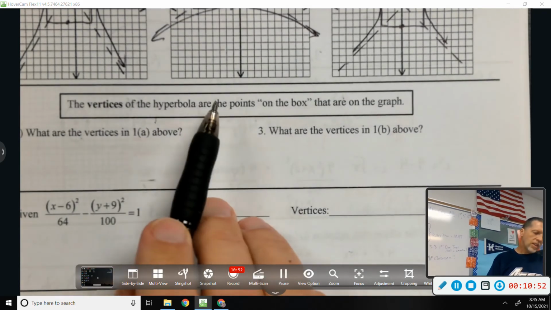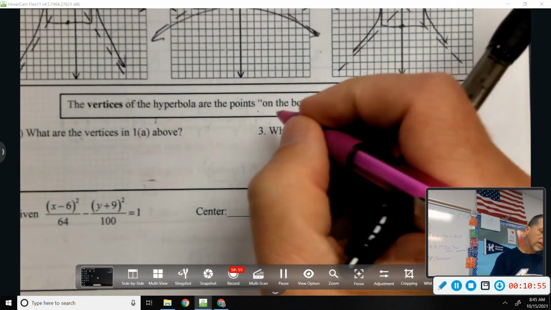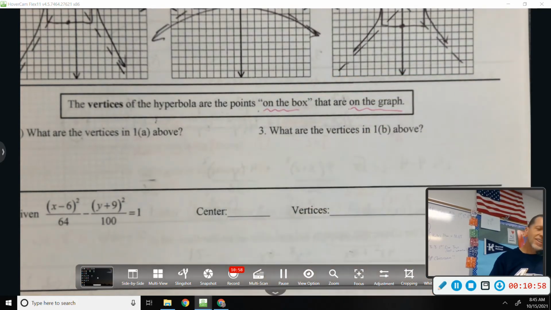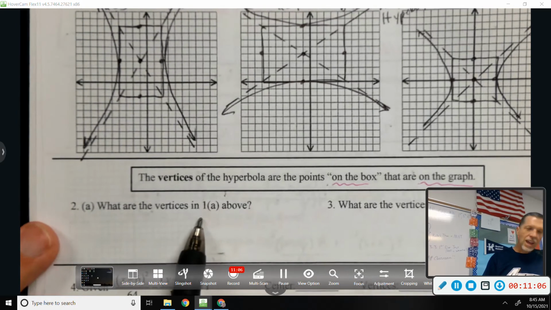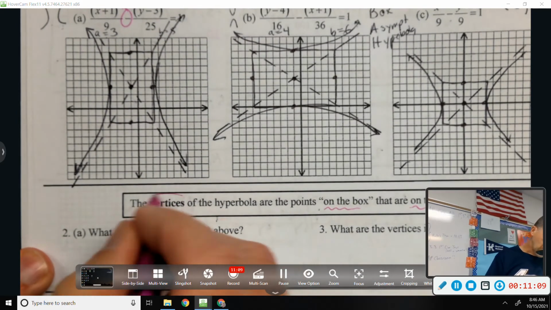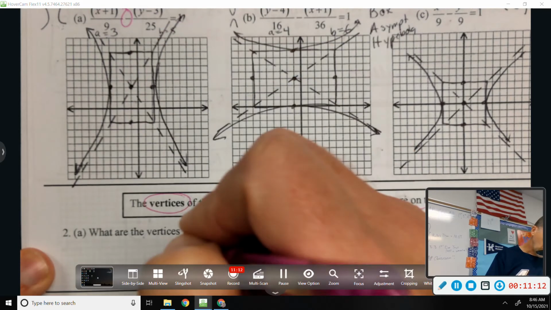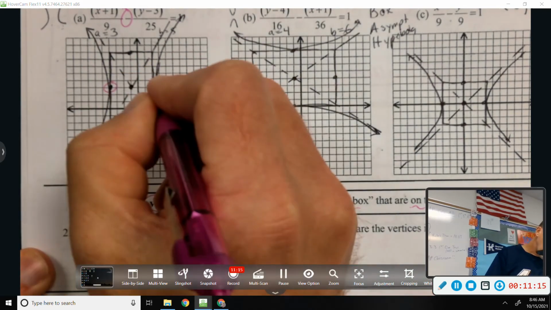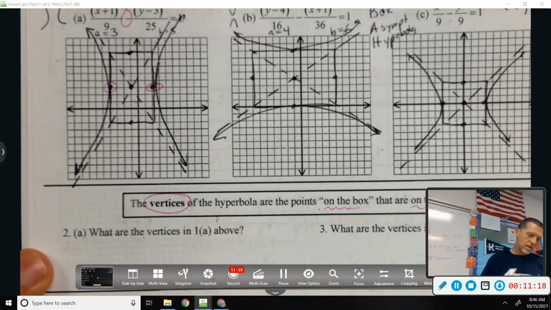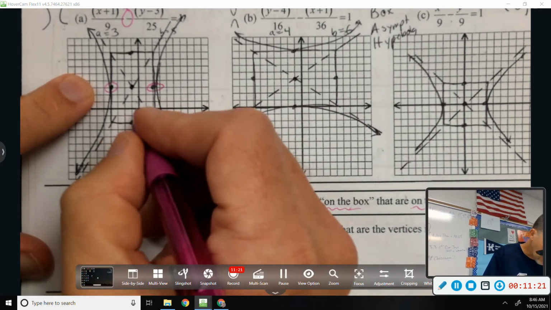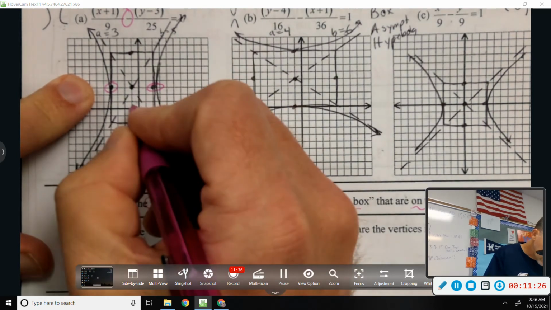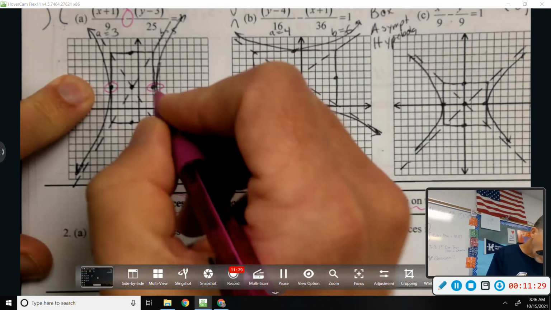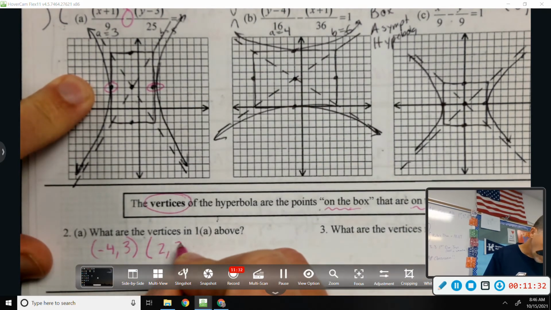The vertices of the hyperbola are the points on the box that are on the graph. Right? So it sort of looks like there's 4 vertices, but only 2 of those vertices are actually on the graph. So in 1A, our vertices, the points on the box on the graph, would be those 2. And then you just got to count and figure out where they are. Looks like -4, 3 and 2, 3.